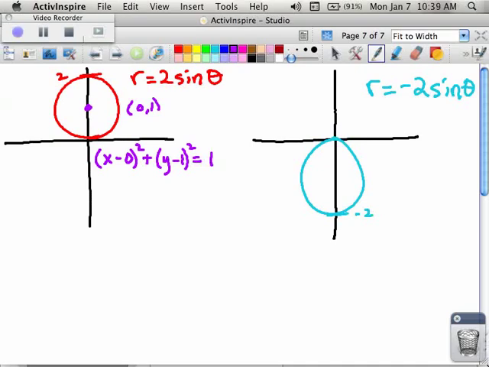If I were to do the same thing for the second circle, this circle has a center at (0, negative 1), which means its equation would be x minus 0 squared plus y plus 1 squared equals 1.